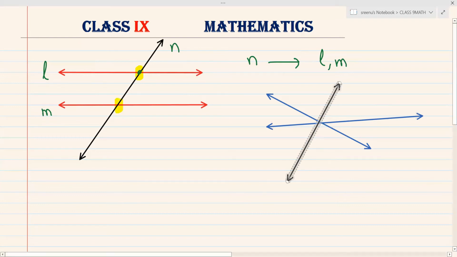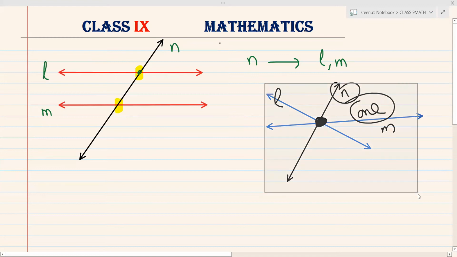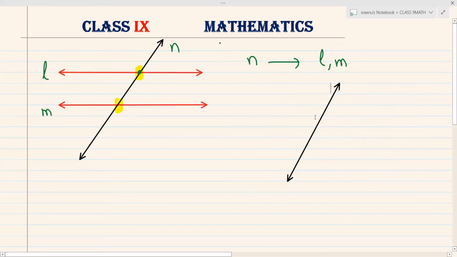This is not a transversal. Why is this not a transversal? Here this is L, this is M and this is N. It is not intersecting at different points, it intersects at one point. The first concept is different points, so the first one we can say is a transversal. The second, we don't say it is a transversal. If a line intersects two different lines at two different points, it is automatically a transversal. Then what can we say about this transversal?